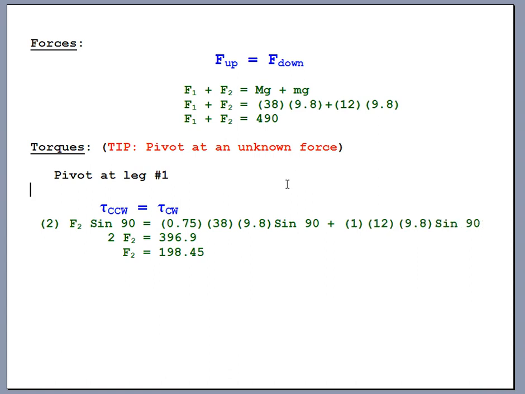Yes, it's long, but it's linear. There's no quadratic, nothing is squared. It's actually very easy to solve. You solve for F2 and you find out it's 198 newtons big.